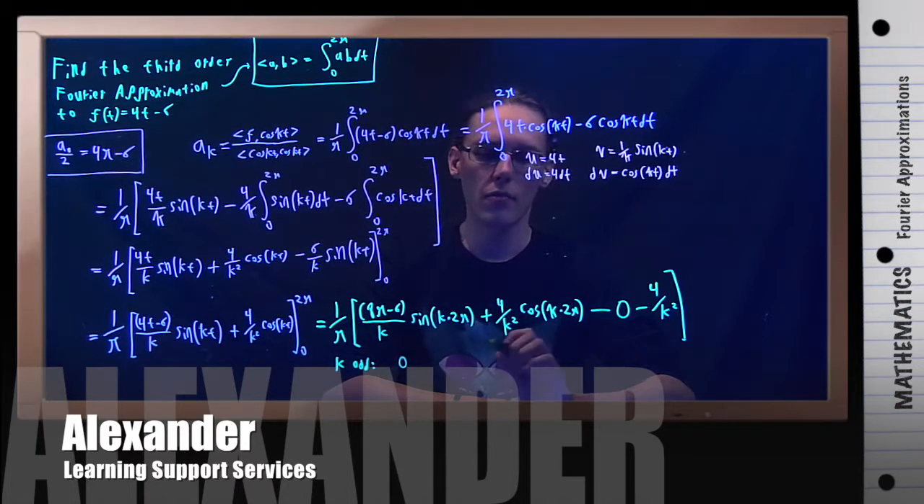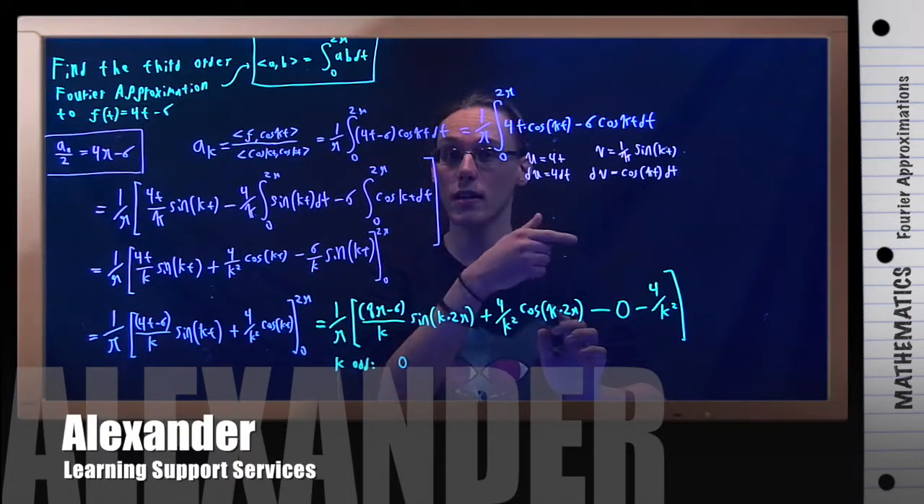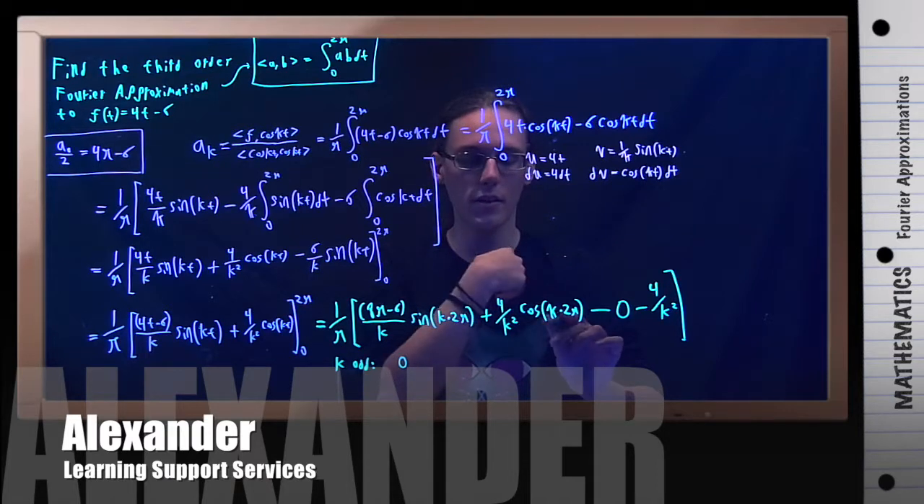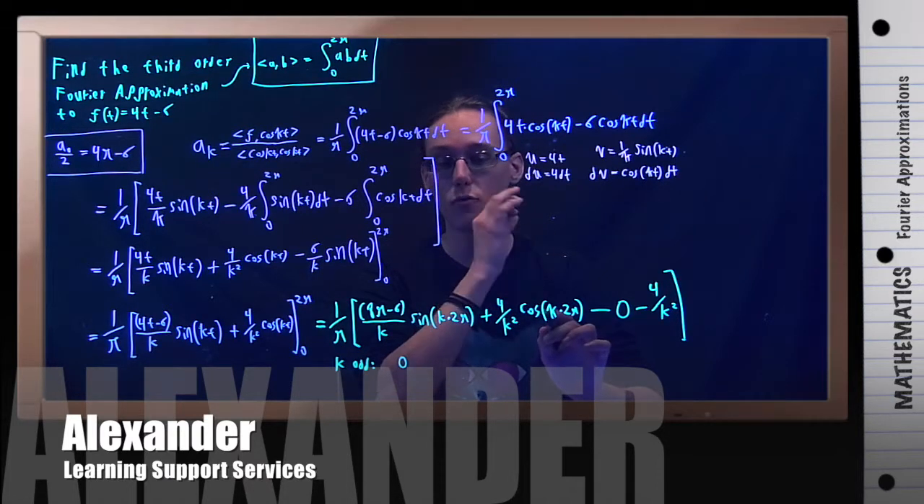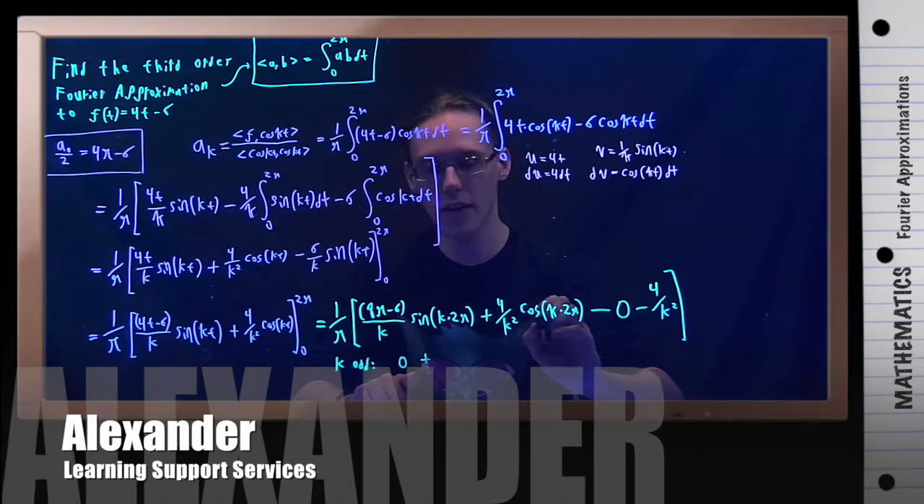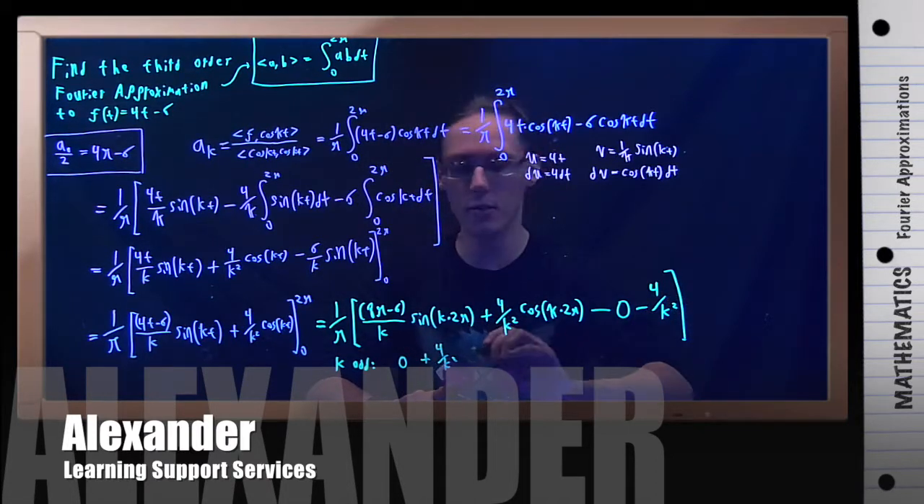Well, what about for cosine? For cosine, if k is odd, we're always landing on 2 pi over and over and over again. And once again, we're at the same position, so cosine of that is 1. And so what do I get here? I get plus 4 over k squared times 1, which is 4 over k squared. But then notice I had a minus 4 over k squared right here.